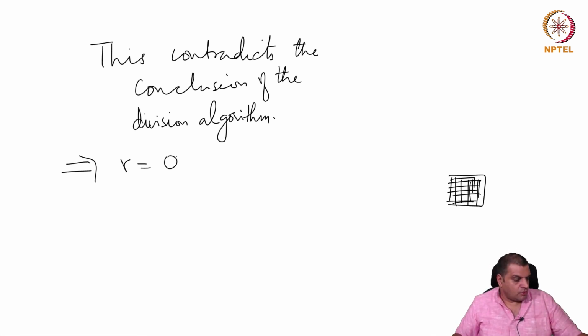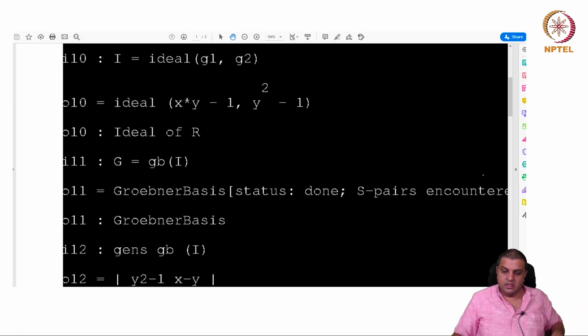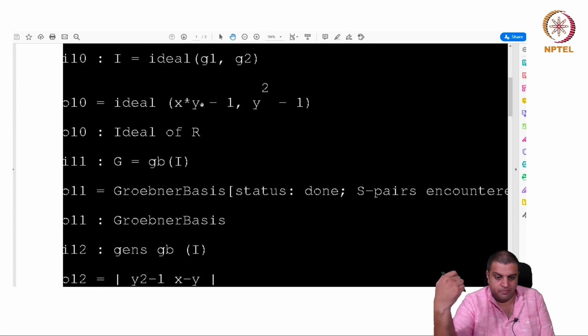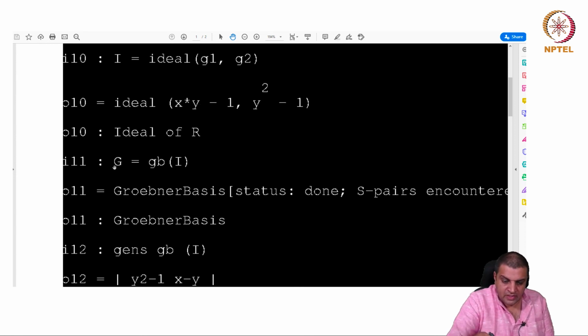Okay. So let's look at the stuff that we discussed in this lecture in Macaulay2. So here is how a Gröbner basis is calculated. This is the same example that we were discussing in the last lecture. R is the polynomial ring over Q in x, y with Lex order, g1 is the polynomial xy minus 1, g2 is y squared minus 1, and we just call I the ideal. Then we ask Macaulay2 to compute the Gröbner basis. So the command is g = gb I.